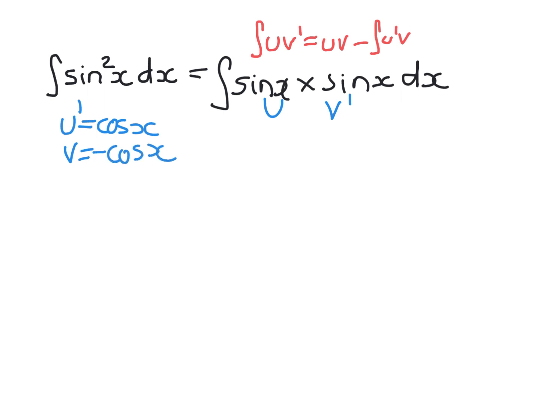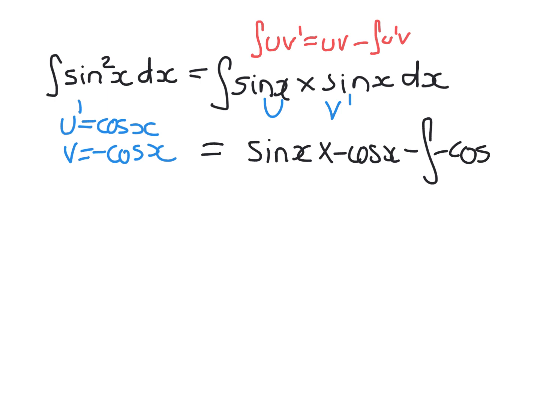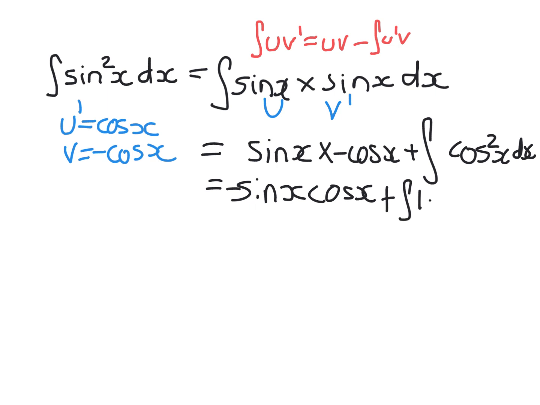So going ahead and using the formula up here, it is going to be equal to uv, so u times v, minus the integral of u dash v. So u dash v is cos x times minus cos x, which gives us minus cos squared x. But we can replace these two negatives here with a positive. Now it turns out that we don't need to use integration by parts again because we can rewrite this. See, cos squared x is the same as 1 minus sine squared x, because cos squared x plus sine squared x always equals 1.